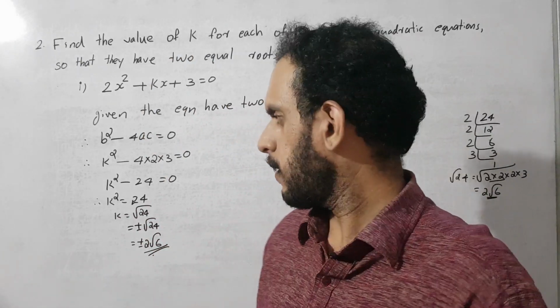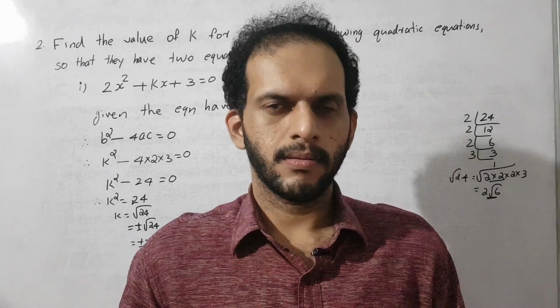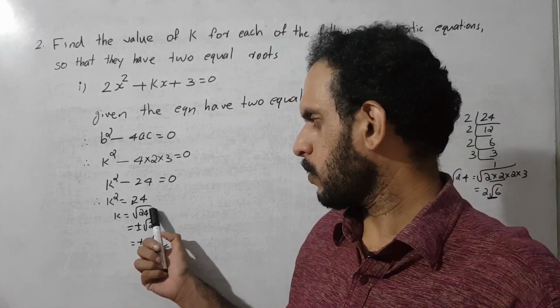What is the value of k here? The value of k is equal to plus or minus 2 root 6. Okay. Why do we do it like this? Because we do not have a perfect root for 24.